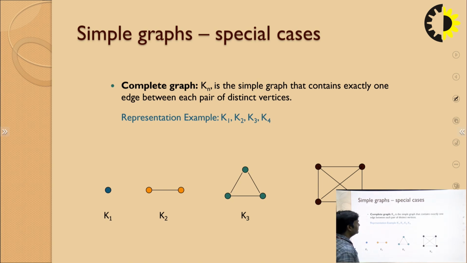This is a complete graph. We represent a complete graph by K_n, where n represents the number of nodes in that graph. It is a simple graph that contains exactly one edge between each pair of distinct vertices, meaning every vertex is connected with all the remaining vertices. This is a graph of three vertices, where each vertex is connected with the other vertices. This graph is K4, the complete graph of 4 vertices.